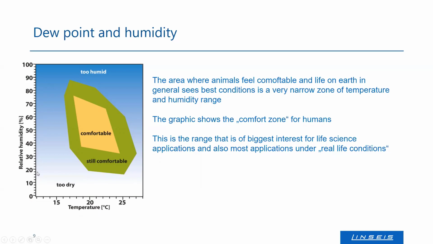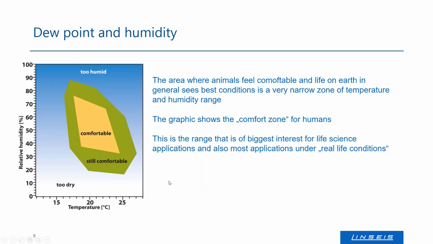We cannot live in pure water and too wet air, and we cannot exist if it's too dry for a longer time. So we have this comfort zone where life takes place and where our ambient conditions usually are. Of course, there are countries where it's hotter or a little bit colder, but the relative humidity level is usually in that range. In our houses, in our flats where we live, this is the condition. So these are the conditions that we usually have.